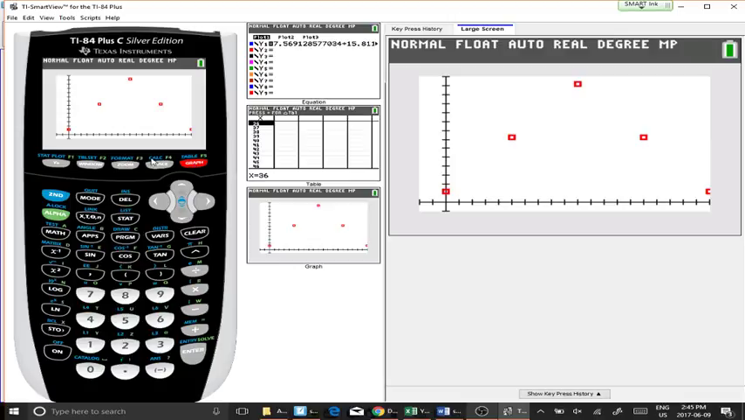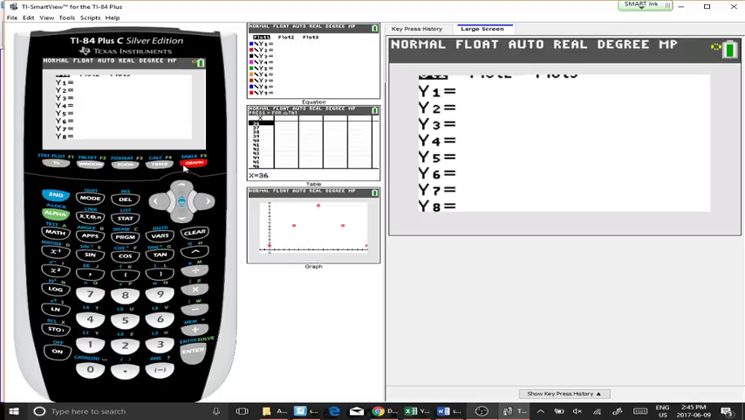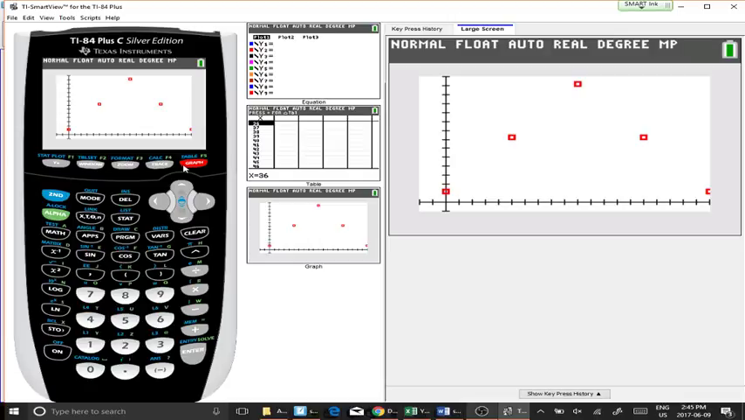See what? What's that? Nothing. Nothing should be there. No, we're not doing anything yet like that. We will be though, but not yet. All we should have right now is your points entered into your stat edit, an appropriate window set up so that you can see all 5 of your points. Once you have that, then we can go ahead with the regression part of this.